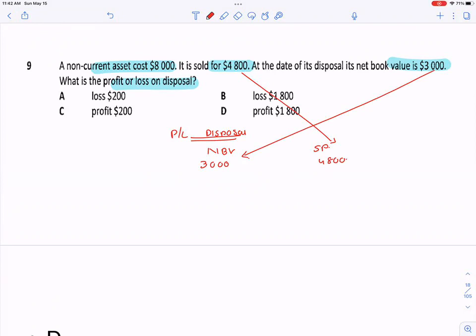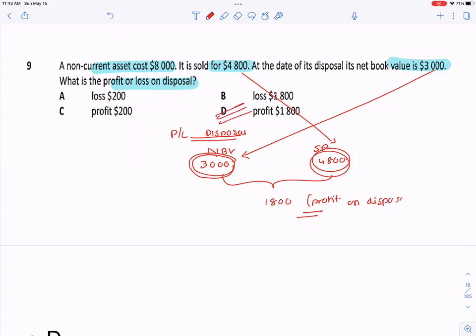What is the profit or loss on disposal? You have 1,800 profit. An asset with net book value 3,000 sold for 4,800. So what have you made? 1,800 profit. So you have made 1,800 profit on disposal.